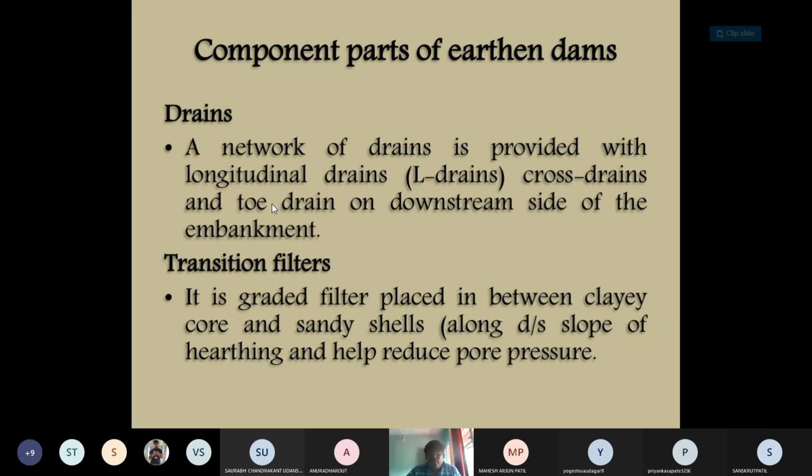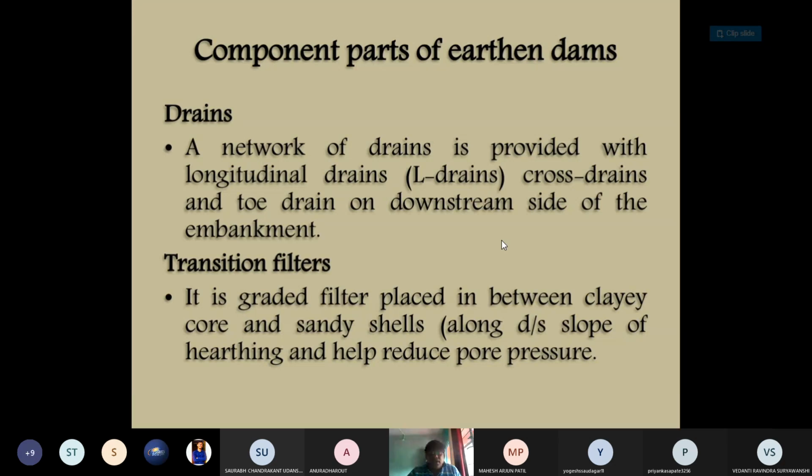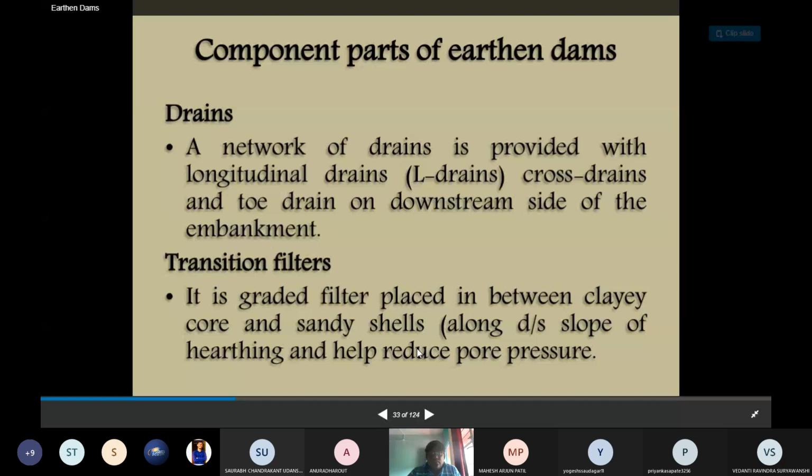The second part is the drain provided on the toe side and on the heel side. The heel side is located on the upstream side, and the toe side is located on the downstream side. Then there is the graded filter. The transition filter is nothing but a graded filter placed between the clayey core and the sandy shells acting on the downstream slope of the dam, and it helps to reduce the pore water pressure.